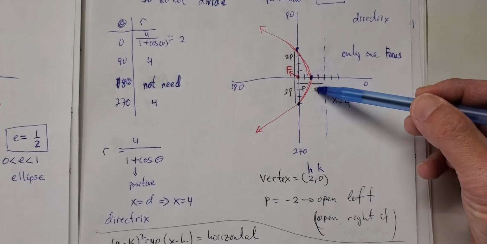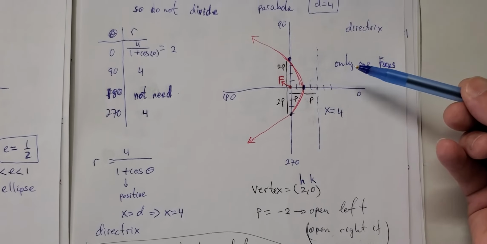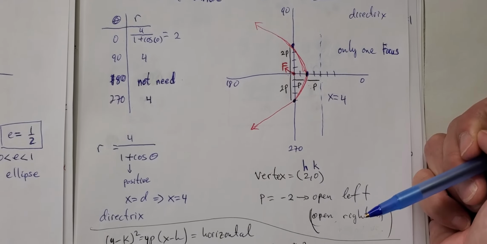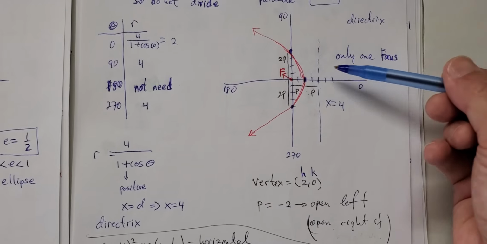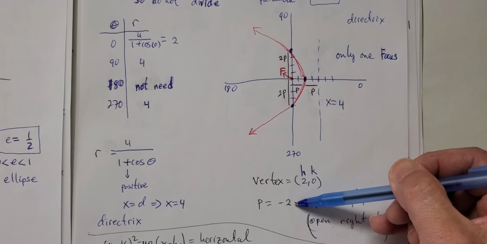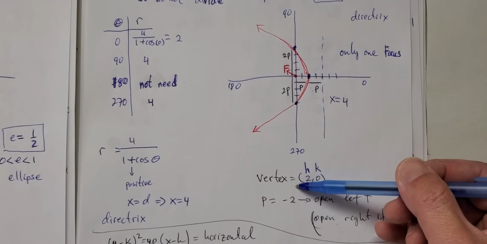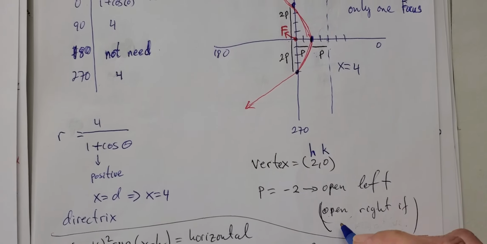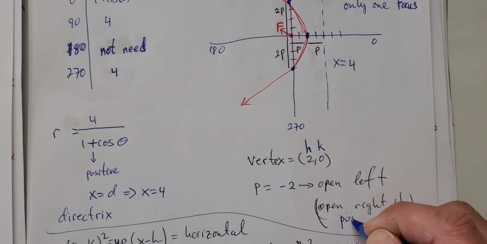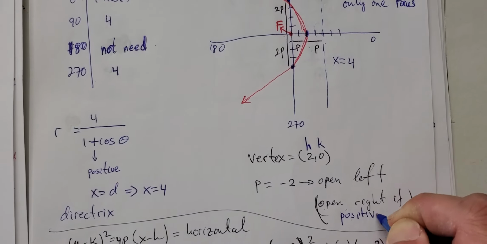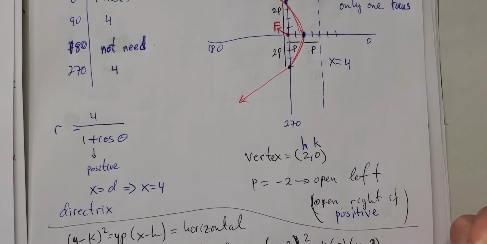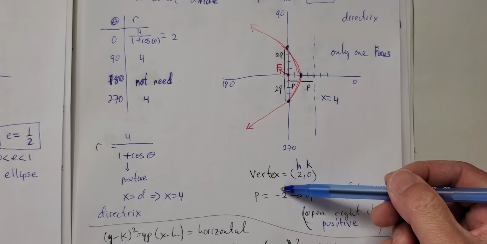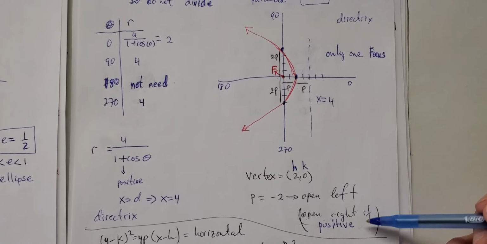p is 2. However, why is this negative? Because it's facing left. If this was facing right, then it would be positive. One more time: because it opens left, p is negative. What if it opens right? Then p will be positive. So open left, p is negative; open right, p is positive.